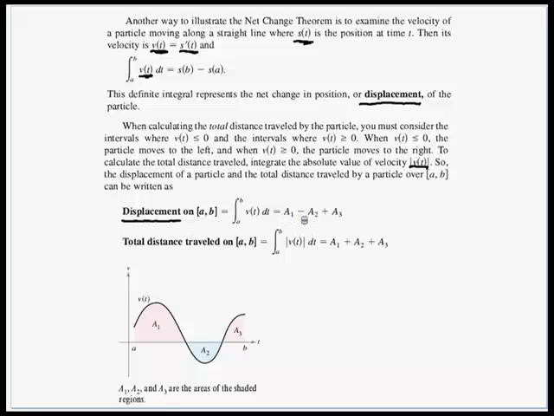When we consider the total distance traveled, we want the absolute value of v of t. So we want the definite integral from a to b of the absolute value. We want to make sure we add all these pieces: A sub 1, we add in A sub 2, and we add A sub 3. In displacement, we subtract the negative pieces out. Here we are adding everything together. It's absolute value.